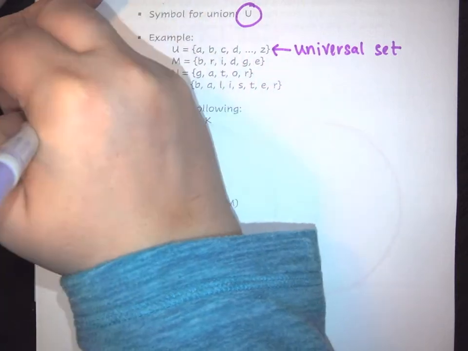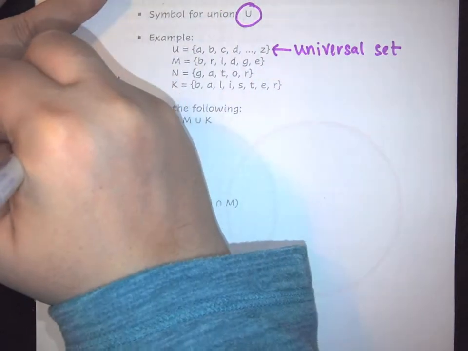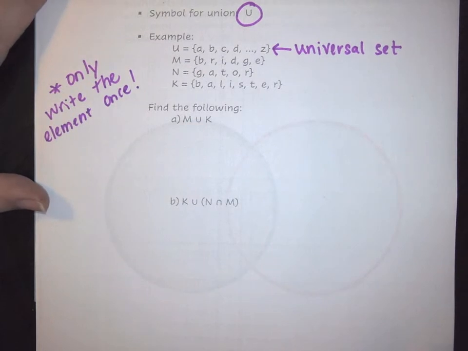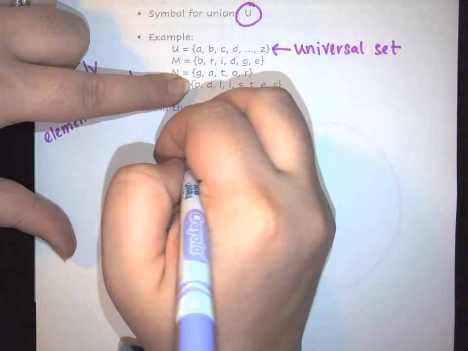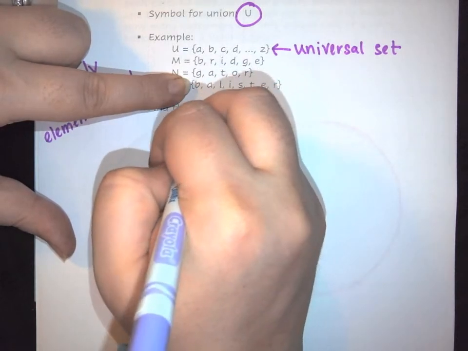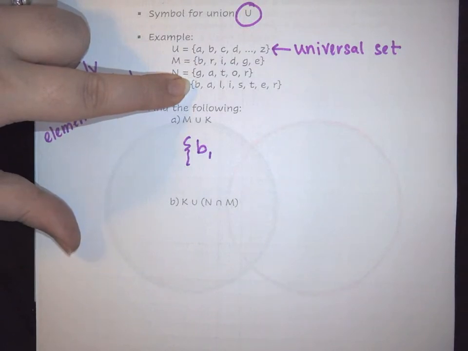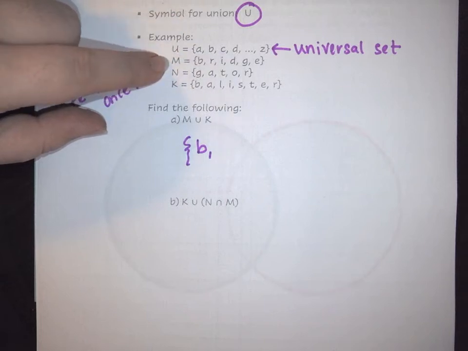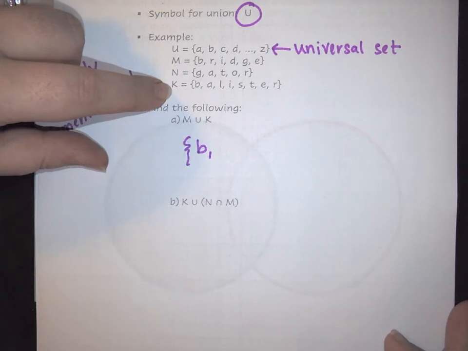So you are going to only write the element once. Okay? So what does that mean? Well, if I look at M and I look at K, notice they both have a B. So when I start my set, I'm only going to write the B once. I'm not going to write it twice. So the easiest thing to do is to pick one. Okay, so I usually like to pick the longer one.